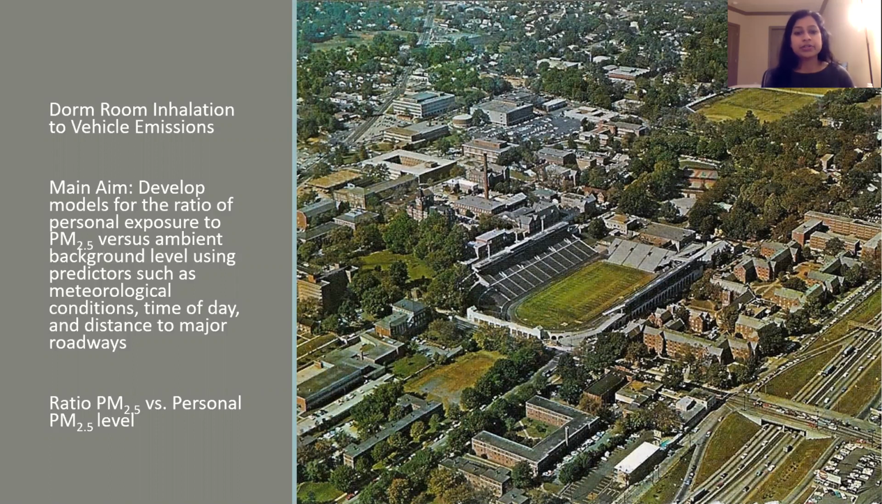In this study, 34 students from the Georgia Tech campus were asked to wear micro-PEM monitors from September to December of 2014. The main aims of this thesis are to develop models for the ratio of personal exposure to PM2.5 versus ambient background levels using predictors such as meteorological conditions, time of day, and distance to major roadways. We focused on ratio PM2.5 rather than the actual personal exposures in order to elucidate factors that can contribute to error associated with use of background levels measured at standard fixed location monitors.